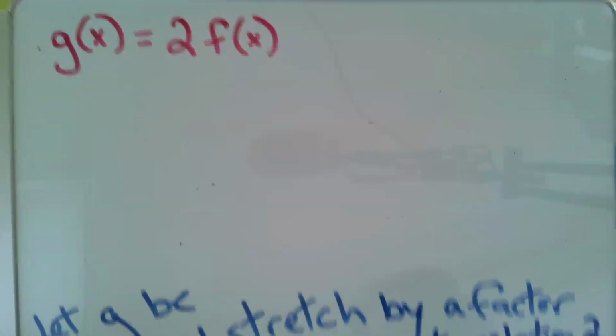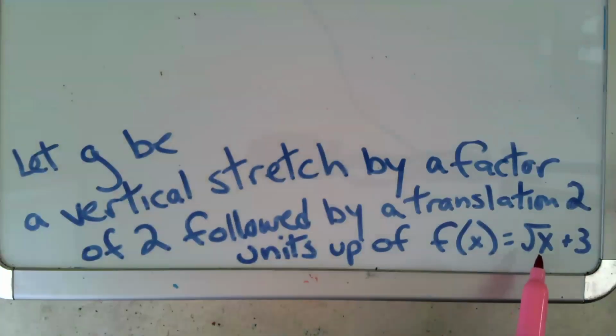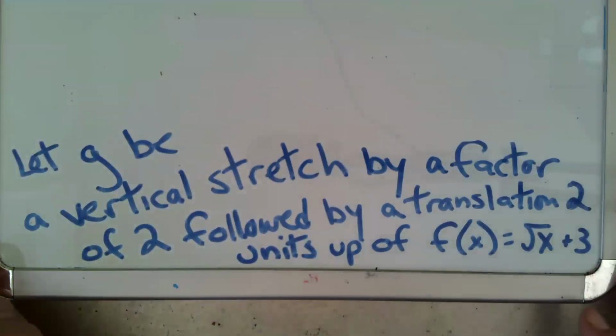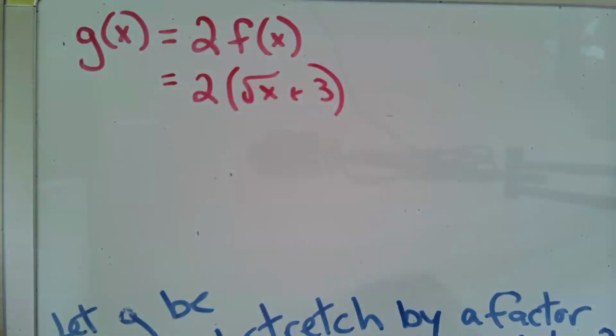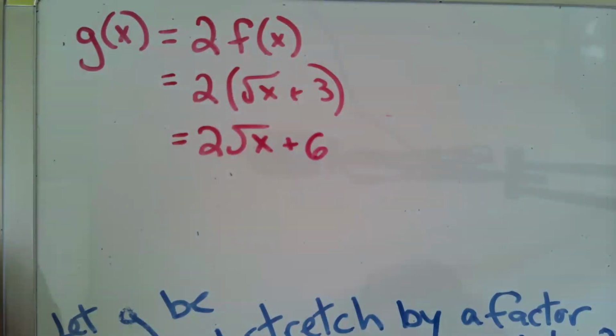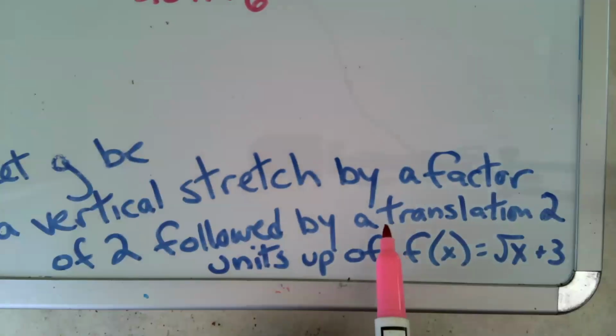And so now our f of x was square root of x plus 3. So now we can substitute that in. 2 times the square root of x plus 3. And now we could go ahead and apply that. All right, so that's our first step. That's our first stretch. Now, the next thing it asked us to do is to translate it 2 units up.